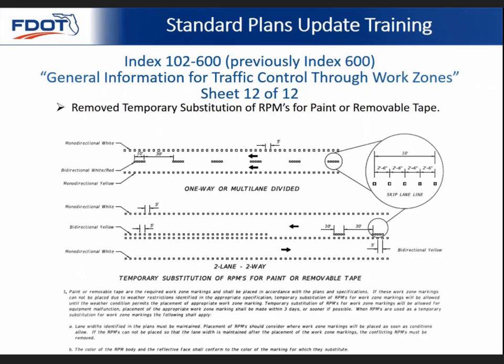The temporary substitution of RPMs for paint or removable tape detail has been removed from sheet 12 of 12. That's because according to the MUTCD, there was supposed to be an engineering study involved in the placement of this. It's typically not supposed to be used on the outside lane lines. So we don't really want this to be a frontline option, and we're not saying that it's not allowed, but it needs more thought if it's going to be used.